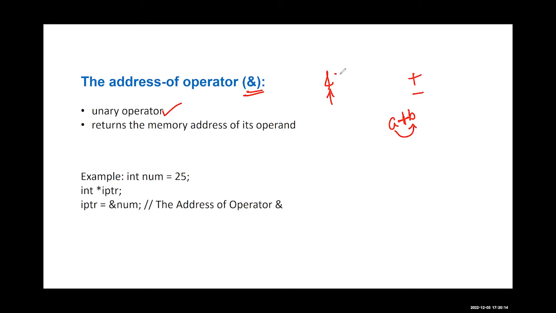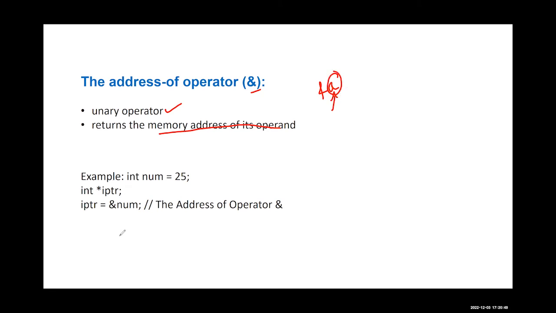So for example, if I say ampersand a, this ampersand will access the address of this particular variable. Remember, unary requires only one operand. If it is binary, it requires two operands. If it's ternary, it requires three operands. So what kind of operator is this ampersand? It is a unary operator, and what it does is return the memory address of its operand. That means if I am writing ampersand a, it returns the memory address of its operand. This is the operand.